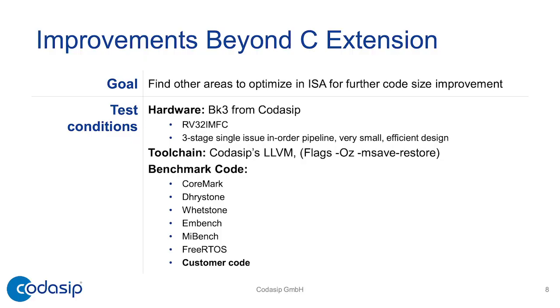As benchmark code, we use the standard ones: CoreMark, Dhrystone, Whetstone, MiBench, FreeRTOS, and more importantly, since this was driven by a customer, we used customer code as well. Because customer code is real code, it's not a benchmark, right? So it was very important for us.